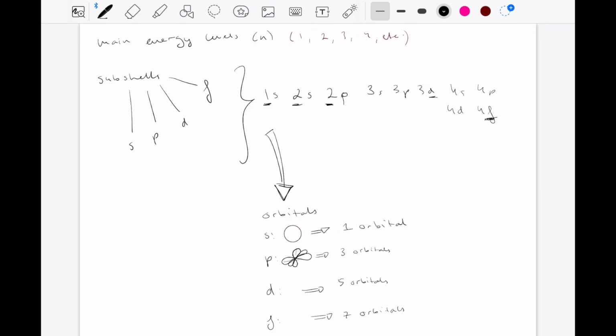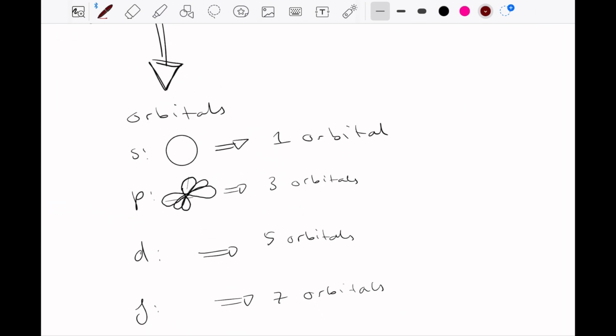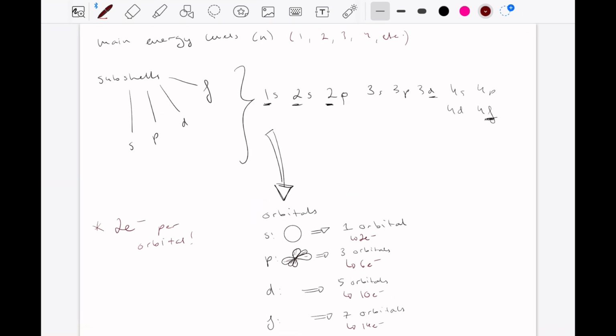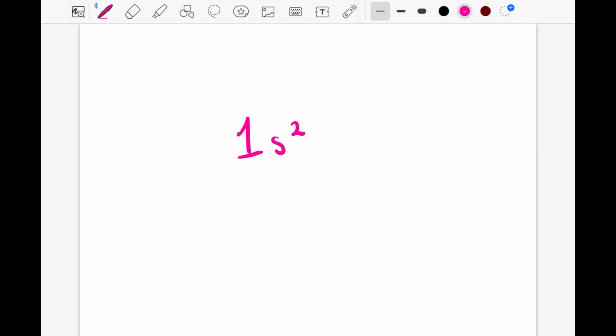Now, what else we should know, and this is quite important to remember, is that you have 2 electrons per orbital. So what does this mean? If we have S and it only has 1 orbital, then we can only have 2 electrons in the S shell. If we have P and we have 3 orbitals, we can have 6 electrons because 1, 2, 3, 4, 5, 6. Then we have D, so we can have 10 electrons, and F, we can have 14 electrons. So just to sum up, within our real electron configuration, we have the main energy level, which has different subshells, and those different subshells have different orbitals that can fit different numbers of electrons. Just a quick look at the notation before we move on.